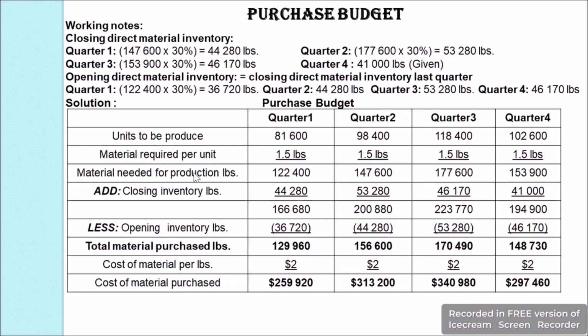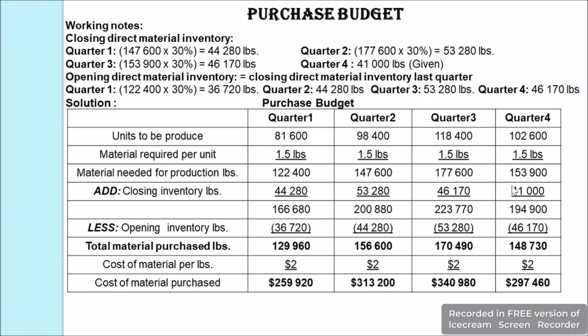Now to the material needed for production, we add the closing inventory. It was given that the management policy is to maintain the closing inventory at 30% of the next quarter's material needed for production. So for the first quarter, we'll take the second quarter's material needed for production, which is 147,600 pounds, and we find 30% of this, which will be 44,280 pounds. Then for the second quarter, we'll take the third quarter's material needed for production, which is 177,600 pounds times 30%, which will be 53,280 pounds.